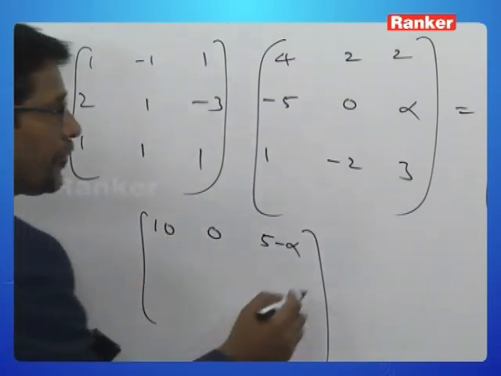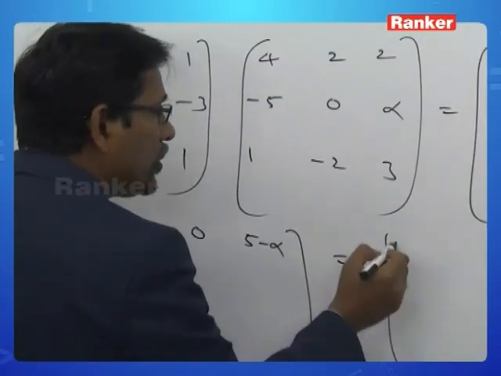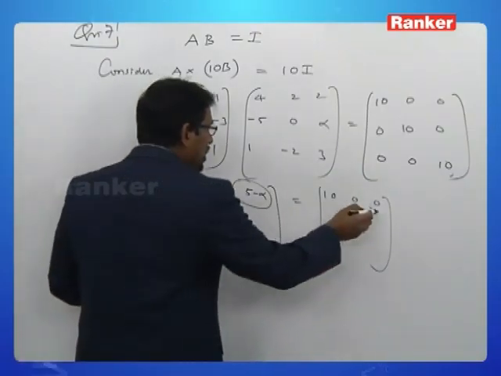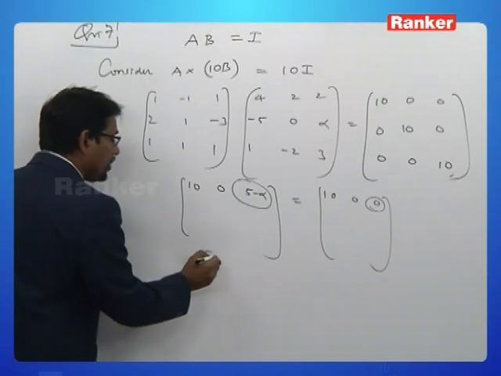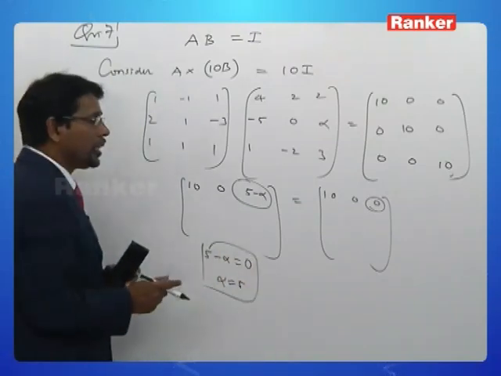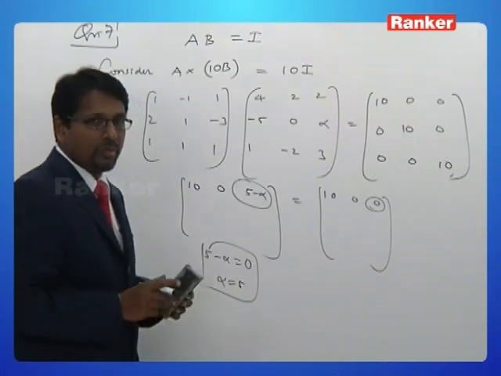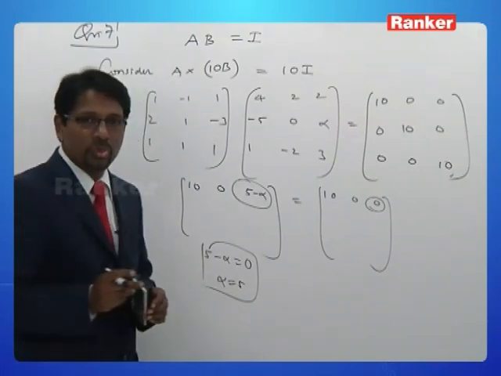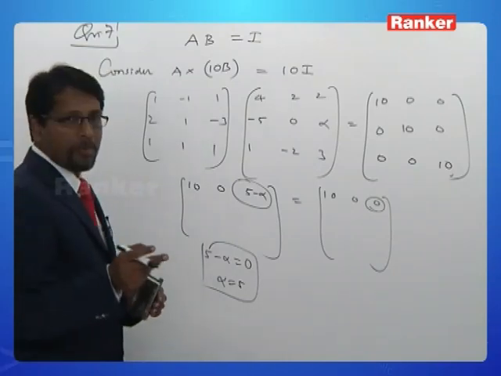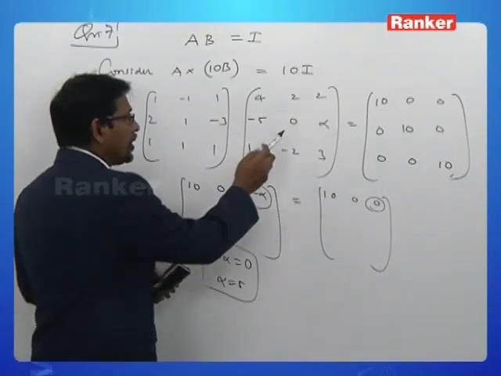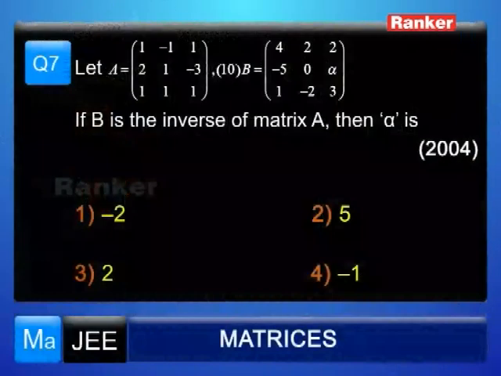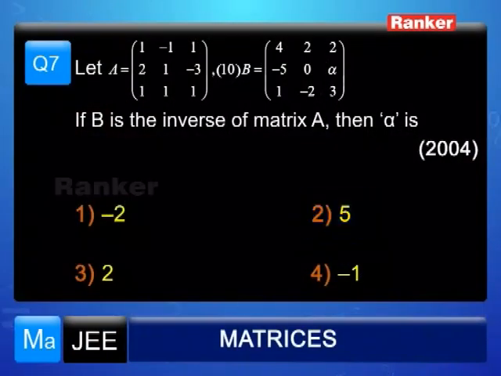I make it 0 here, and this has to be equated to this 10, 0, 0. So obviously this 5 minus alpha has to be 0 there. So 5 minus alpha is 0 here. Alpha has to be 5. So we don't have to multiply the entire two matrices. Straight away we are able to see that alpha has to be equal to 5. It will anyway comply with the other entries. So it's enough if I just look for how to obtain that value of alpha. The answer is therefore 2.